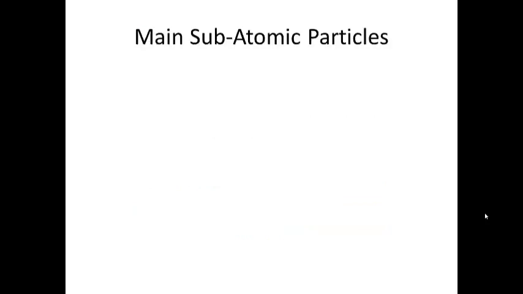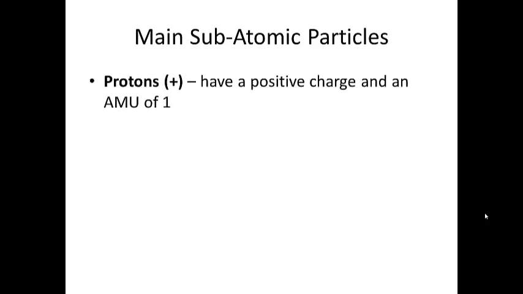There are three main subatomic particles. The first is the proton. The proton has a positive charge and an atomic mass unit of 1. We generally represent protons with a little plus sign representing the positive charge. You can remember protons, plus, and positive all start with the letter P.